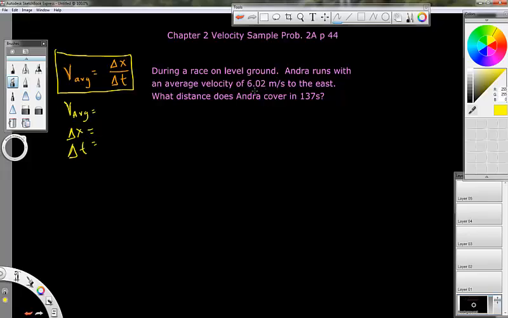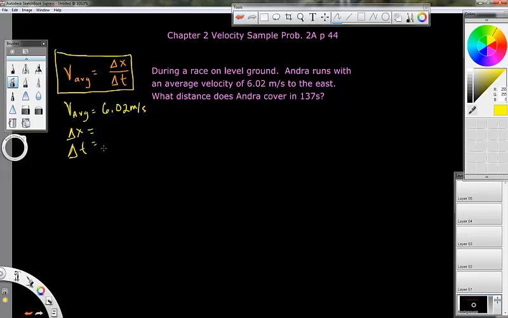All right, first piece of info here is it says with an average velocity of 6.02 meters per second. So that's, of course, this. So that's 6.02 meters per second. And don't get lazy and leave units off. That's bad.